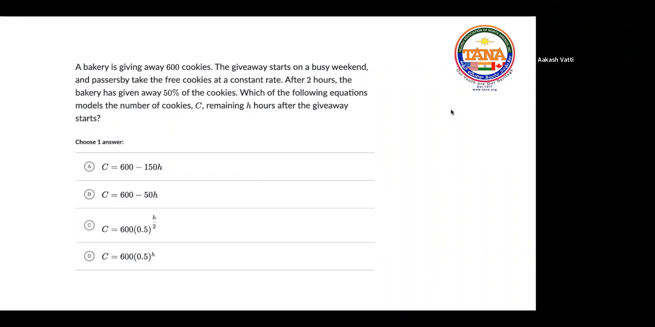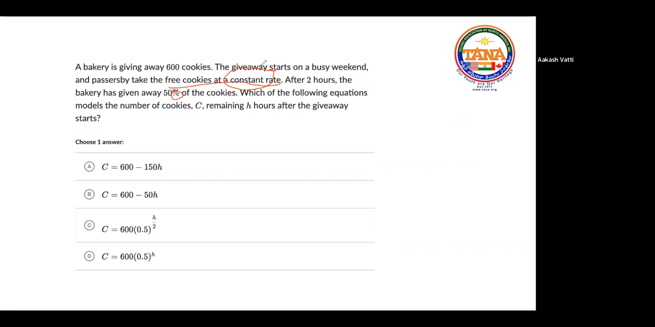All right. So first thing I will say is most of you got tricked by the percentage sign, is what I'm guessing when you solved. Even though the question contains the percentage here, it also states that the passersby take the free cookies at a constant rate. So this alone should clue you in that it's linear.